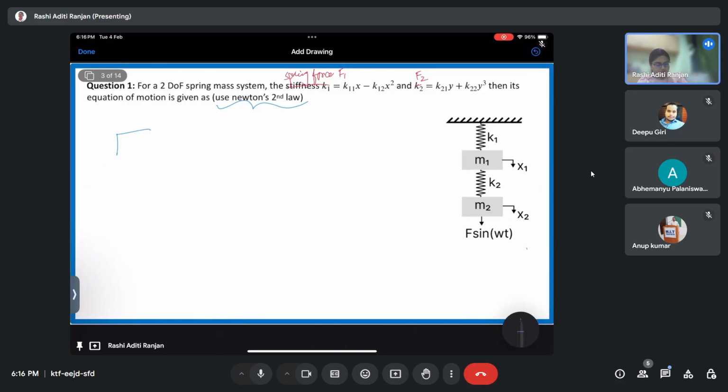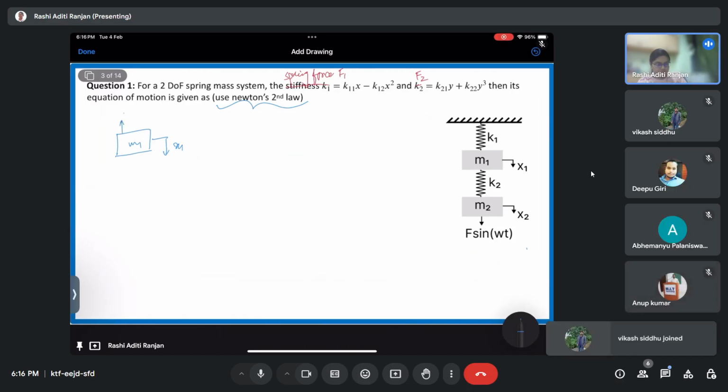For mass m1, I have the extension x1. I have the inertia force m1 x1 double dot, right? Now see, for the time being, I'm considering that my spring force is linear. So what are we going to do? We'll first consider that my spring force is linear. Once I am able to find the equation with a linear spring force, then I will replace that force with the nonlinear force.